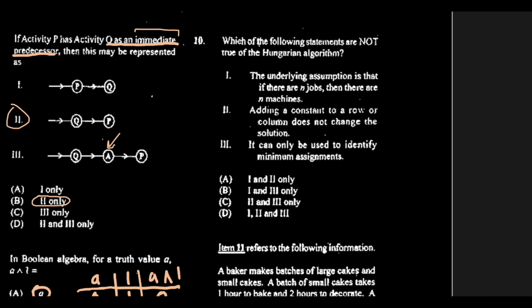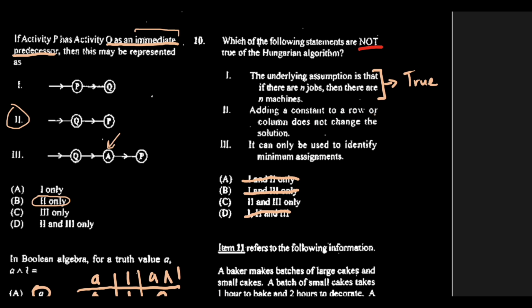So this question looks like a theoretical question. It says, which of the following statements are not true of the Hungarian algorithm? So it says the underlying assumption is that if there are n jobs, then there are n machines. This is true because whenever you're doing the Hungarian method, it must have the same number of columns and rows. So it has to be like a 4x4, 5x5, and so forth. So this is true. So anything with 1 can't work, this can't work, this can't work, this can't work. Wow, that's actually funny that the only option left is C.